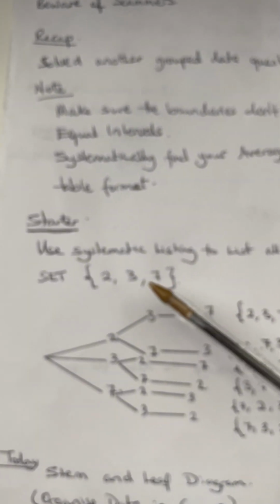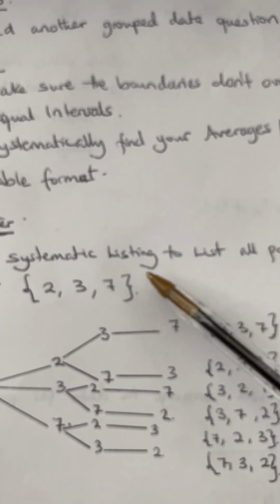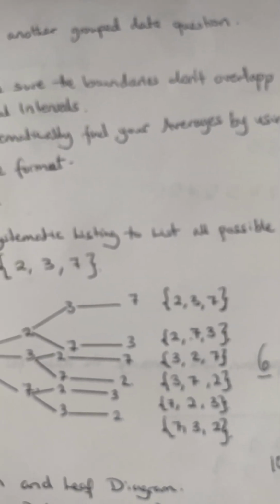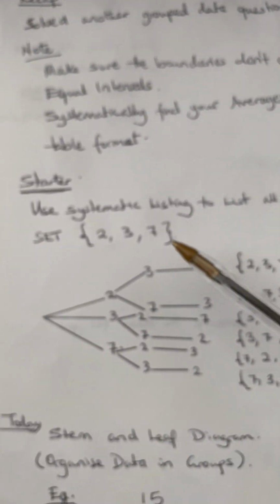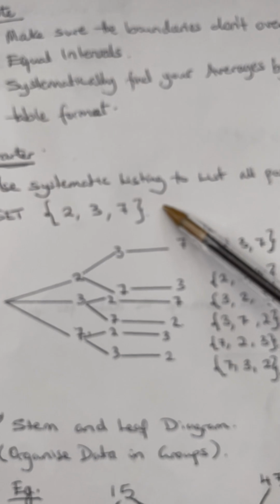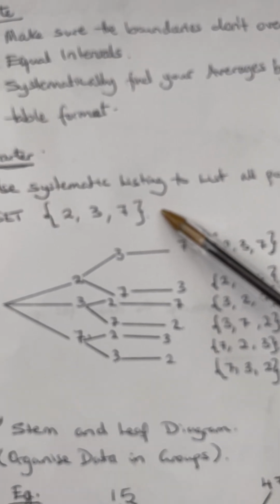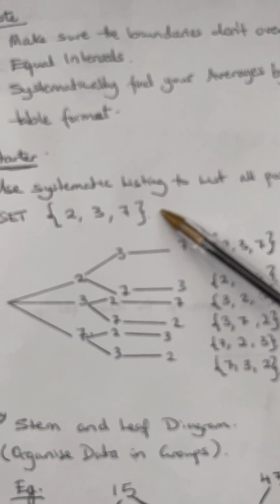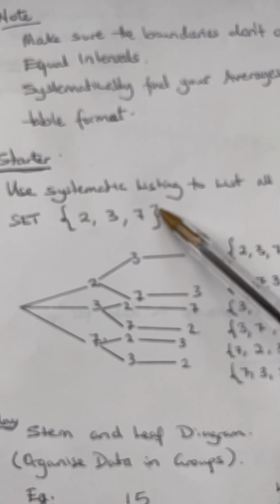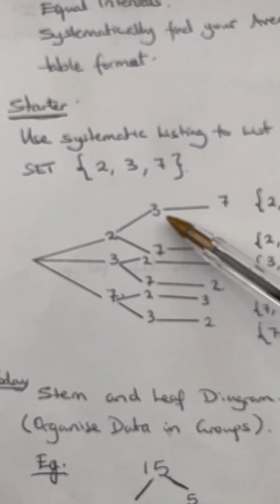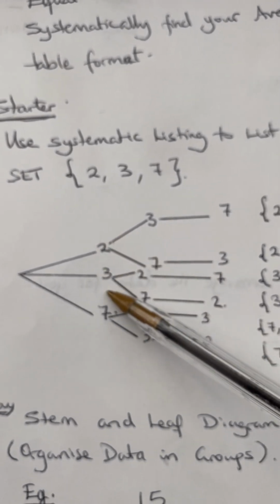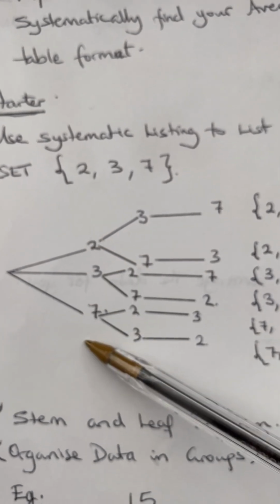Now today I'll start again. I would like to show you another form of systematic listing. I've shown you how you can use a sample space diagram to solve, like, 2 coins, 1 coin and a die, and then maybe 2 dice. Now I've brought today a set: 2, 3, and 7. So here we are. 2, 3, and 7 is your first one.